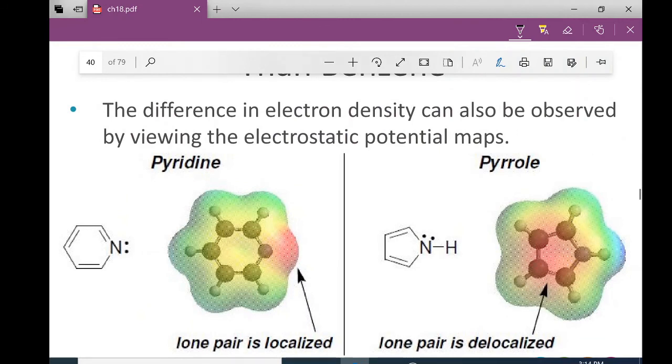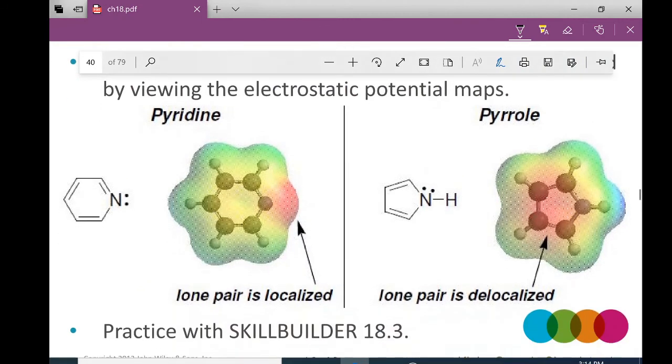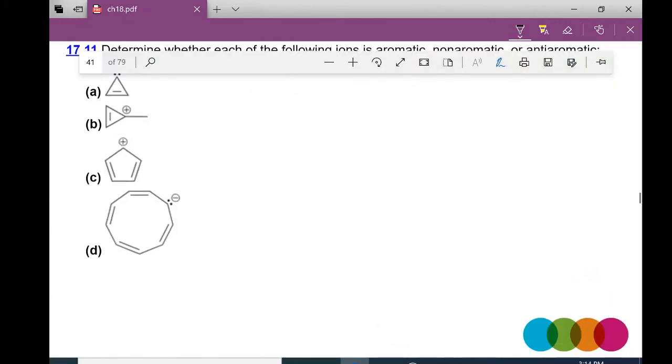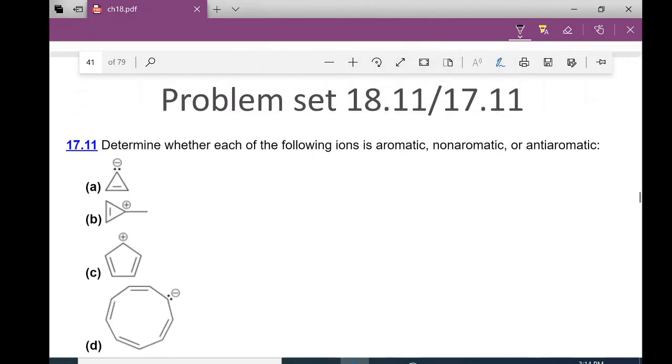We can observe where these electrons lie if you look at an electrostatic potential map for each. For pyridine, the lone pair is located out to the side, it's localized, and for pyrrole, it's delocalized around the entire ring. Okay, so let's determine whether each one of the following ions, now we're figuring whether ionic species are aromatic, non-aromatic, or anti-aromatic. In other words, having a charge, can that affect whether the molecule becomes aromatic or not?